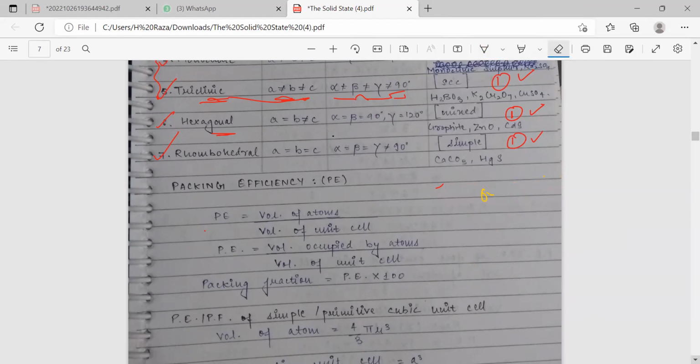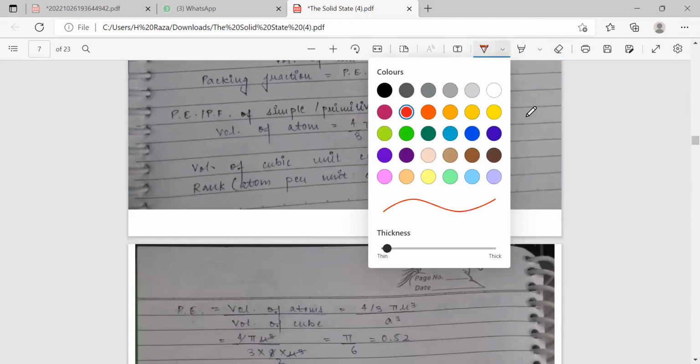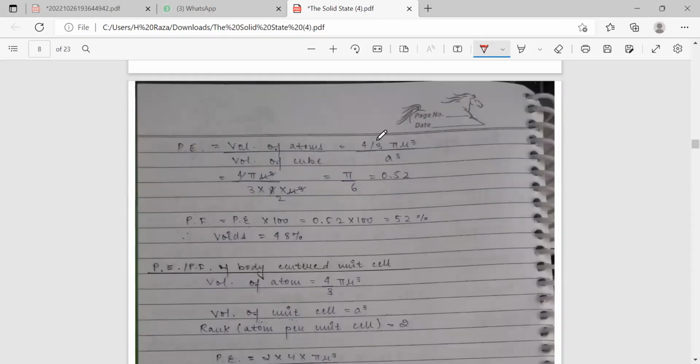you will get percentage. So first of all, packing efficiency for simple cubic unit cell, which is very easy. For packing efficiency, we have a formula: volume of total atoms upon volume of unit cell into 100. So what will be the volume of atom? Since atoms are in a spherical shape, the volume of a sphere is 4 by 3 pi r cube. And what will be the volume of cubic unit cell? A cube, where we assume that a is the length of the cube. And we know the atoms per unit cell of SCC is one. So the total volume occupied in SCC will be 4 by 3 pi r cube into 1, because only one atom is there, divided by volume of cube, which is a cube.